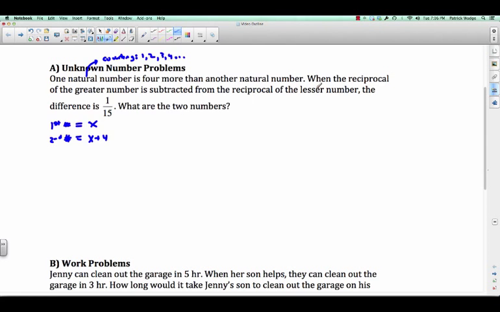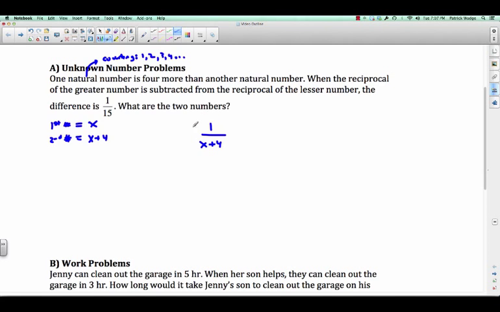Okay, now we're going to write an equation that relates these two things. When the reciprocal of the greater number, what's the greater number? Well, the greater number is x plus 4. What's the reciprocal of that? The reciprocal of that is 1 over x plus 4. So when the reciprocal of the greater one is subtracted from the reciprocal of the lesser number.